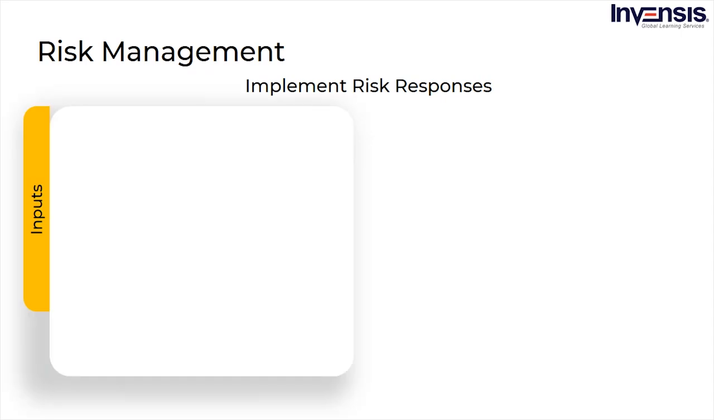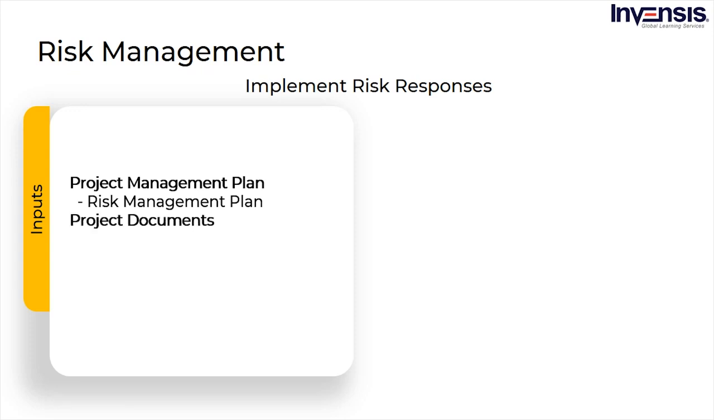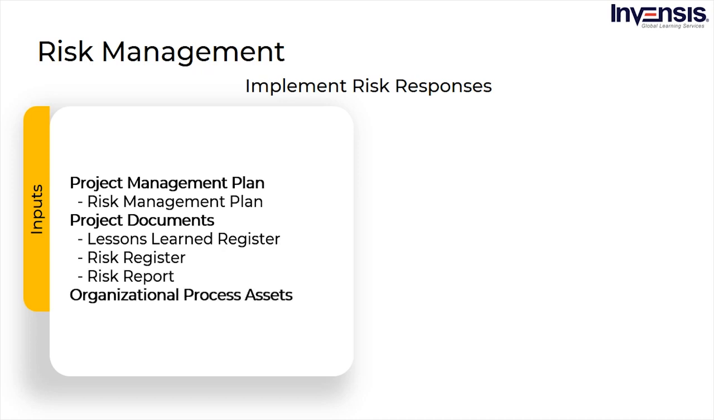Coming to the input section, we have a project management plan that includes a risk management plan. Then we have project documents that include lessons learned register and risk report. In the end, we have organizational process assets.